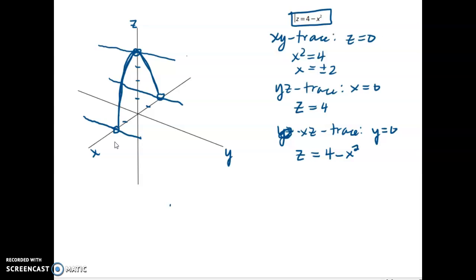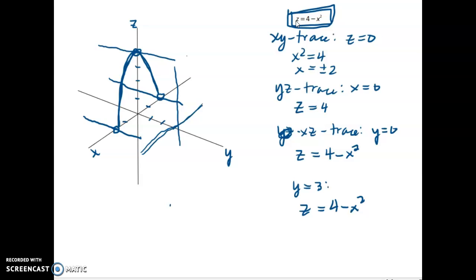Now what's interesting is if you take a trace parallel to the XZ trace, say the trace y equals 3, the 3 has no bearing on this equation, so you essentially get the same parabola, just in a different plane. The plane y equals 3, so come out 3 units. And I draw the same, let's redraw the axes. Let's try that again. It's parallel to the x, parallel to the z. And I'm going to draw the same parabola.